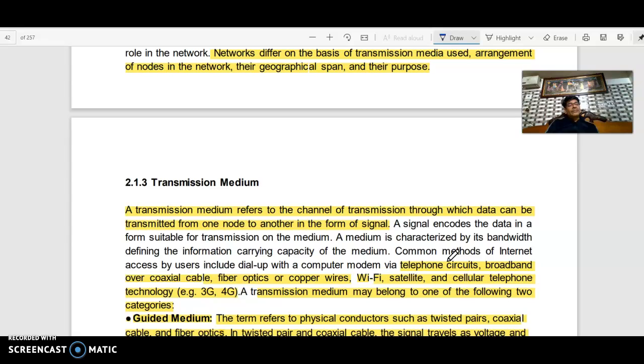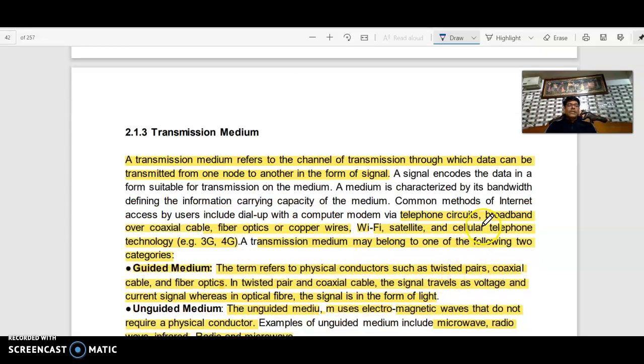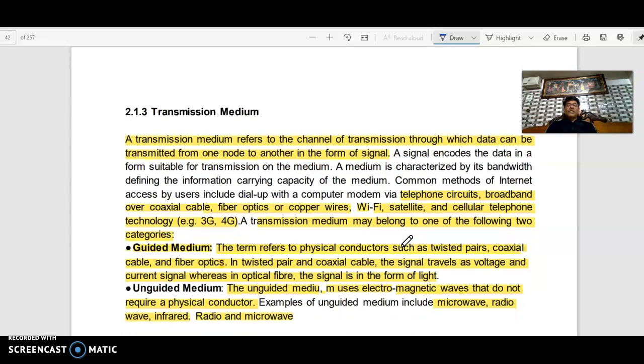So who is communicating? How is the data going? The data is going through the communication media, the communication channel. What is that channel here? Wave. And sometimes we are using physical media, that is wire system also. Transmission medium refers to the channel through which data are transmitted from one node to another node. Telephone circuit, optical fiber, Wi-Fi, satellite, all these are examples of transmission media.